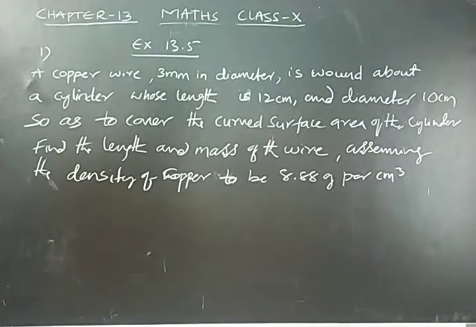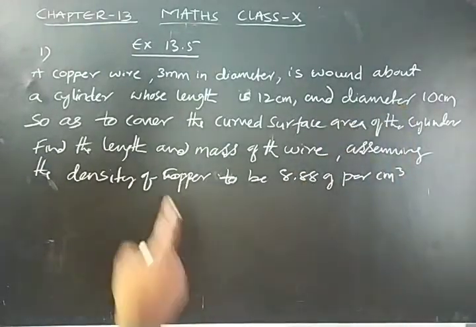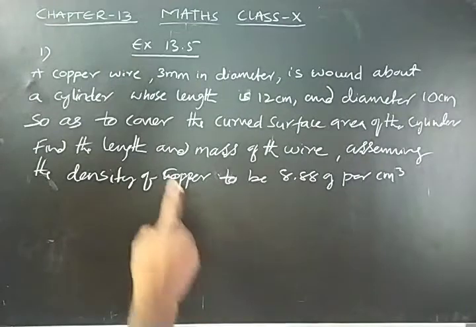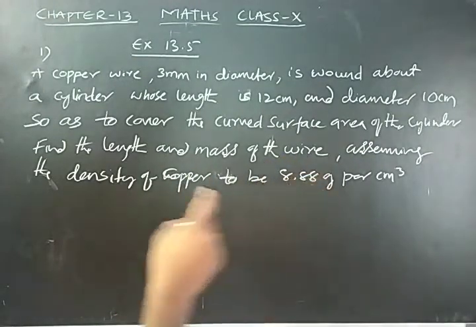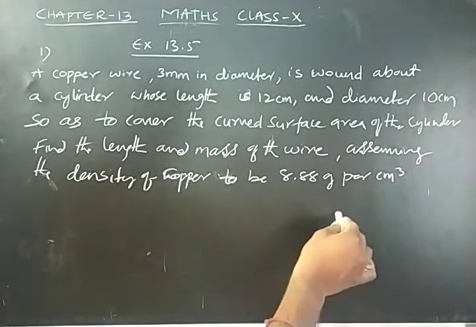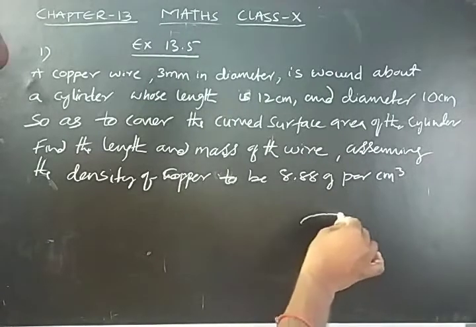Okay. First problem: a copper wire 3 millimeters in diameter is wound about a cylinder whose length is 12 centimeters and diameter is 10 centimeters, so as to cover the curved surface area of the cylinder. Find the length and mass of the wire, assuming the density of copper to be 8.8 grams per centimeter cube. So in this question, we have one cylinder.